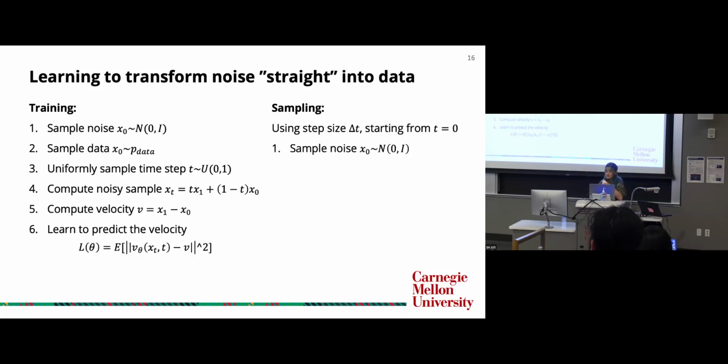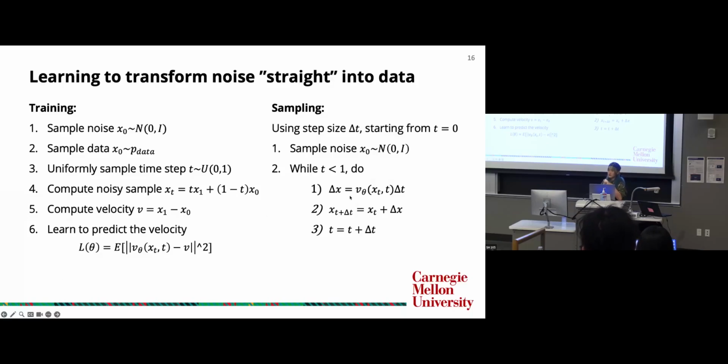And at sampling time, after you learn this, you can just start from t equals 0, and then sample a noise at time 0, and then progress through the chain, right? How do you progress through the chain? You just compute the displacement for x, and then directly apply the displacement to your x to progress on the chain, and then also progress in time steps. And at the end, just output x1. Okay? Yeah, question?